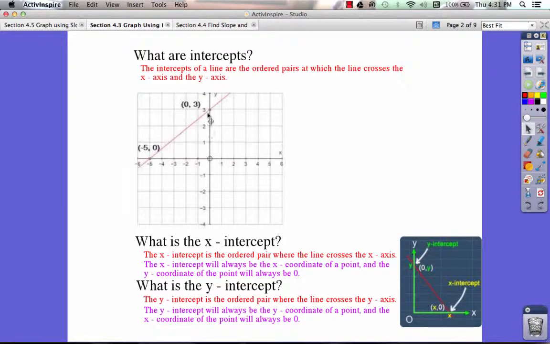Just the opposite when we're talking about a y-intercept, it is always going to have an x value of 0. The reason for that is the y-intercept crosses the y-axis, and when it crosses the y-axis, we're right on the y-axis. We haven't moved left or right at all. The origin is 0, 0. We're just sitting right on the line. So that means that the x-coordinate has to be 0. That's what's special about a y-intercept: the x-coordinate is always 0.